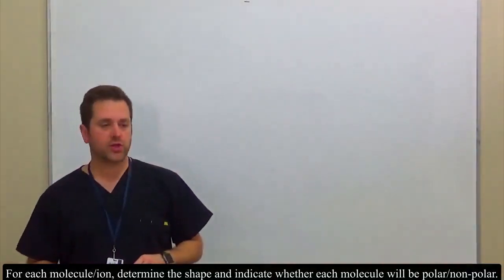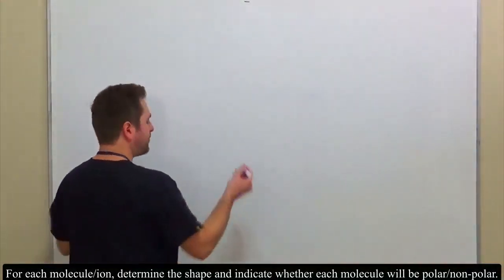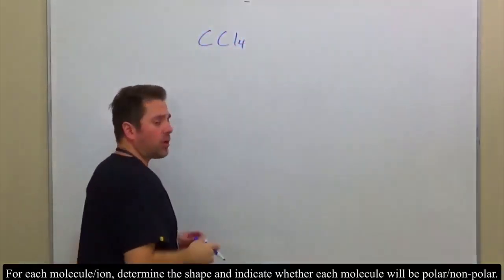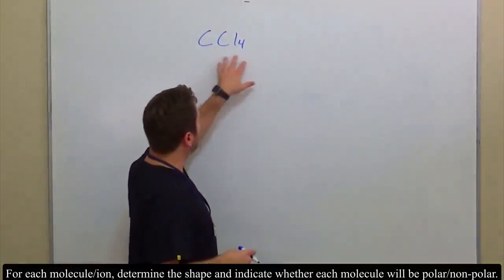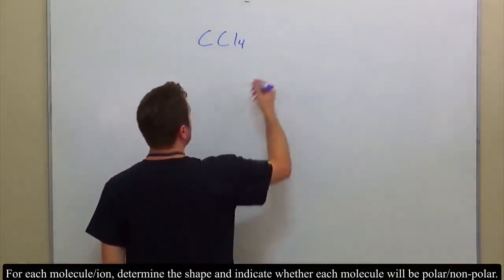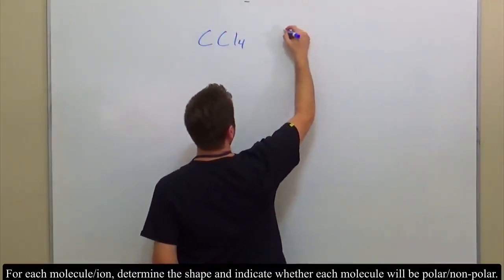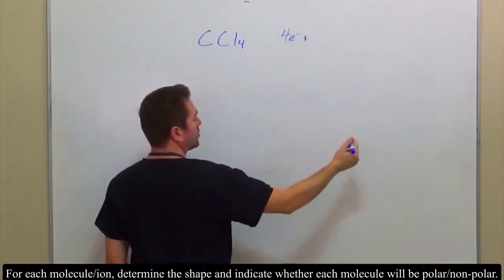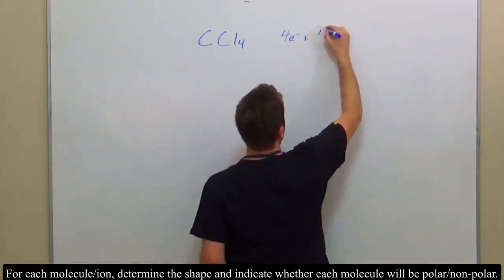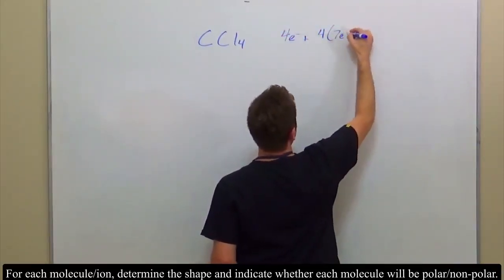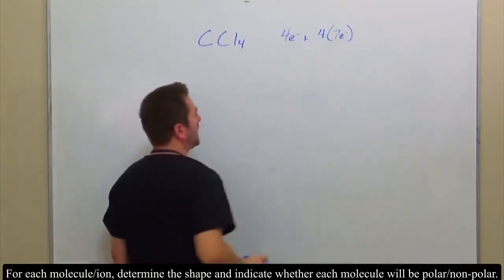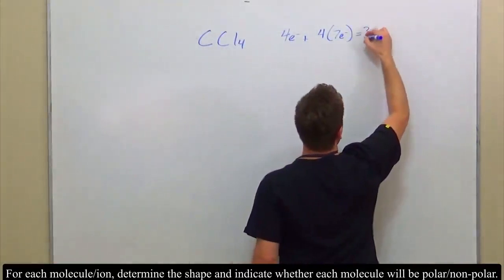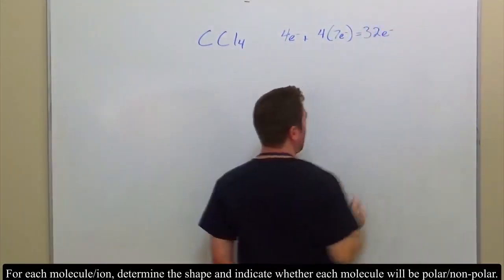Our next molecule is carbon tetrachloride. So let's go through our steps. We need to figure out the total number of valence electrons. Well, if you're looking at your periodic table, carbon is in group 4 and chlorine is in group 7, but we have 4 of them. So 7 times 4 is 28, plus 4 is 32. 32 electrons that we're going to need to account for.